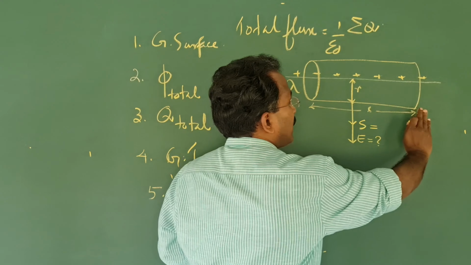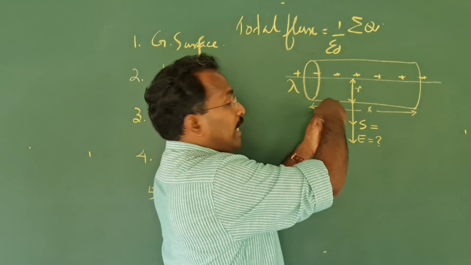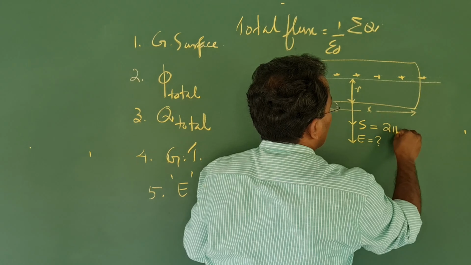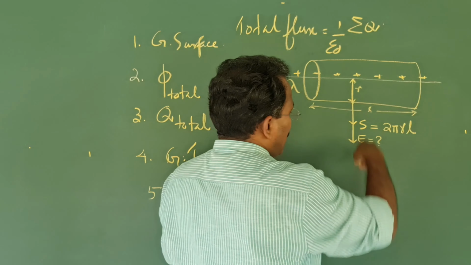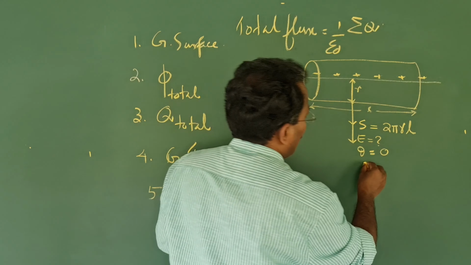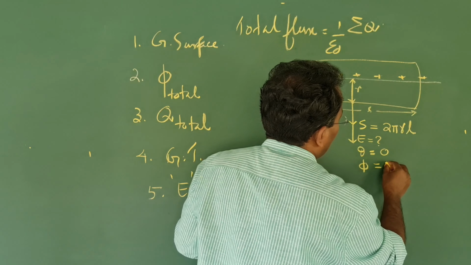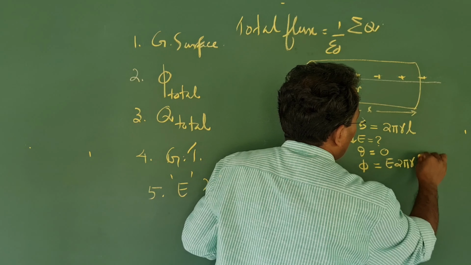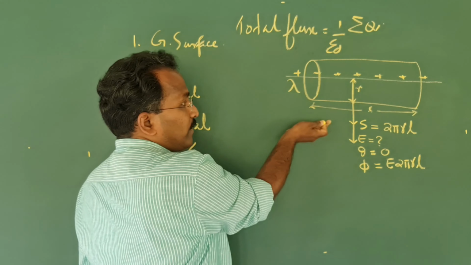If you cut open the cylinder, you will get a rectangle with length L and breadth equal to 2 pi r. So the area will be 2 pi r into L. As E and S are in the same direction, theta is equal to 0 and flux phi is equal to E dot S. I am not writing the formula. E dot S is equal to E into 2 pi rL into cos 0, that is 1. So you got the flux through this curved surface.